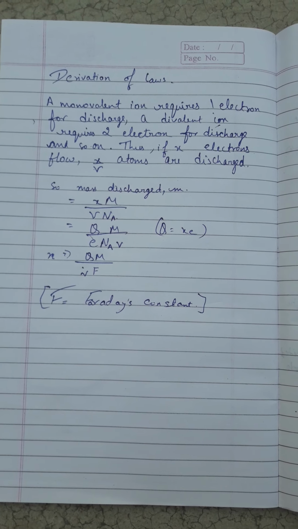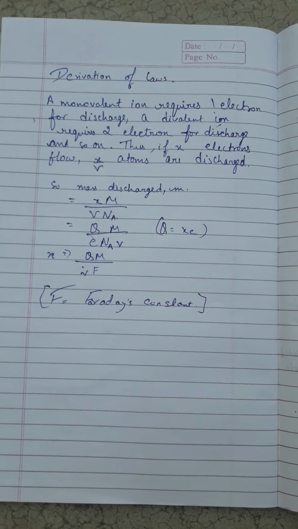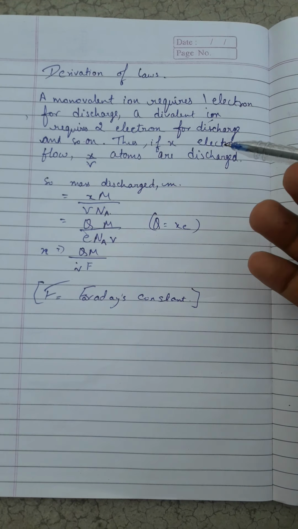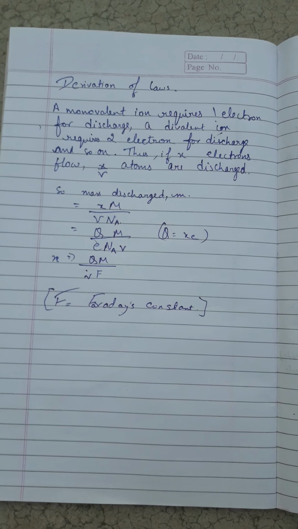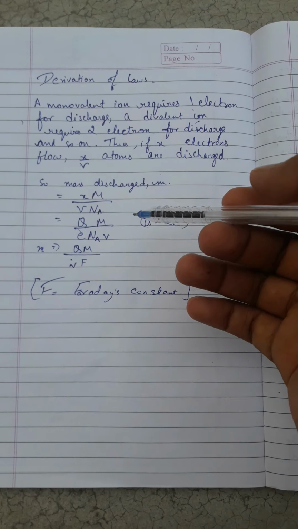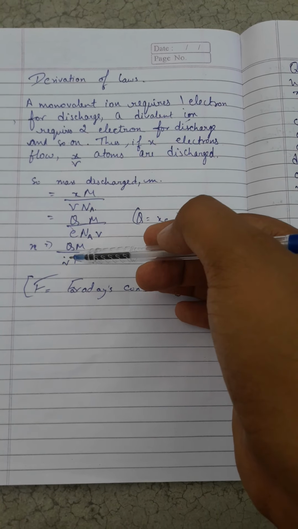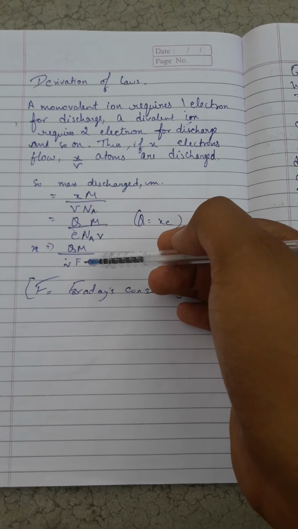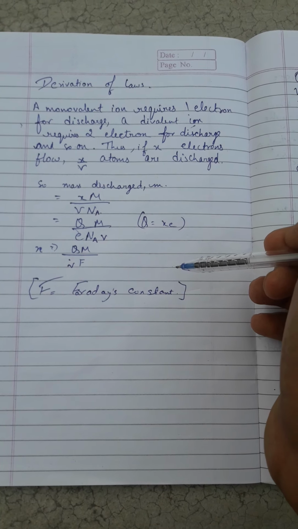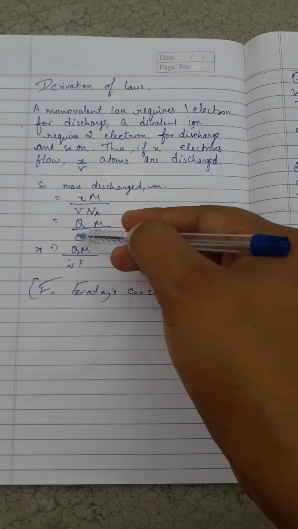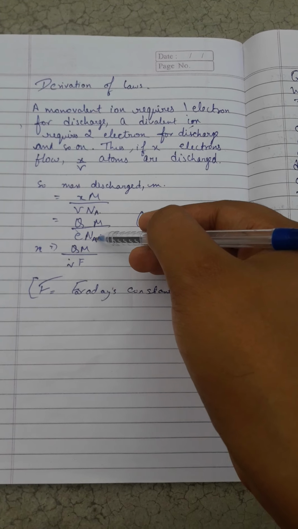Here Q is equal to Xe. So in place of X we write Q upon e. So at last we get small m, the mass discharged, equal to Qm upon VF. F is Faraday's constant, which comes in place of these two, e into Na.